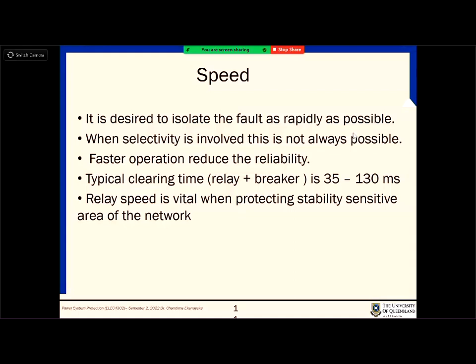So in those sorts of scenarios, for sensitive networks, maintaining stability is quite important, right? If the system goes to unstable conditions, then the whole system will collapse, right? So sometimes it is better to isolate a certain part of the network rather than losing the whole network. So speed is quite important here.